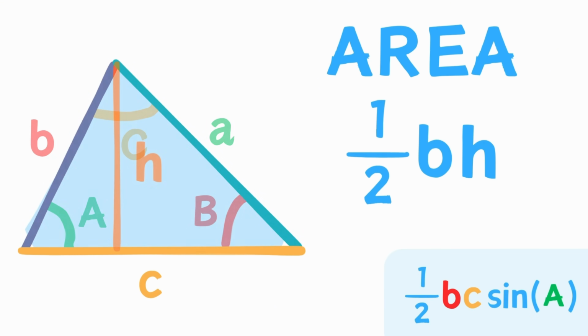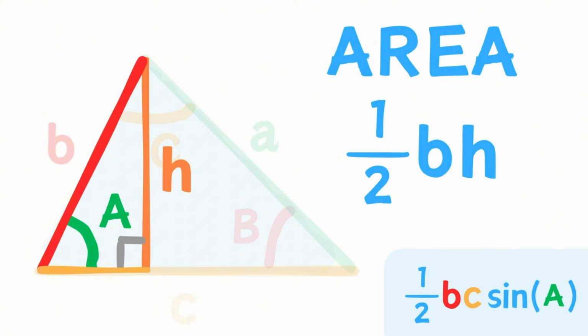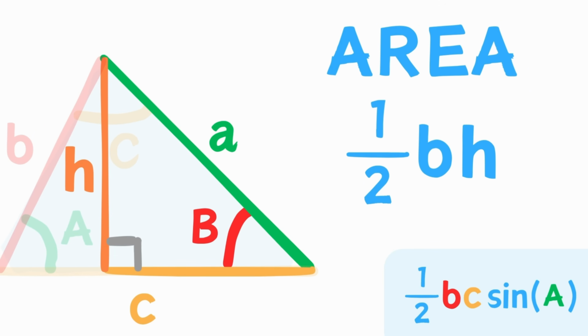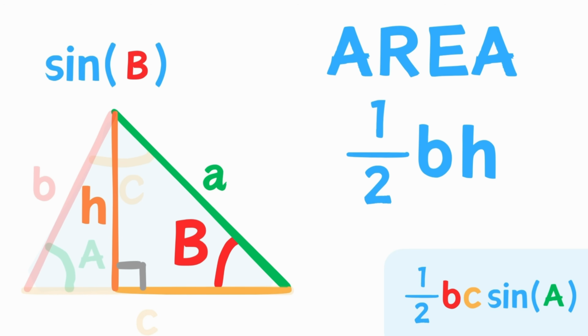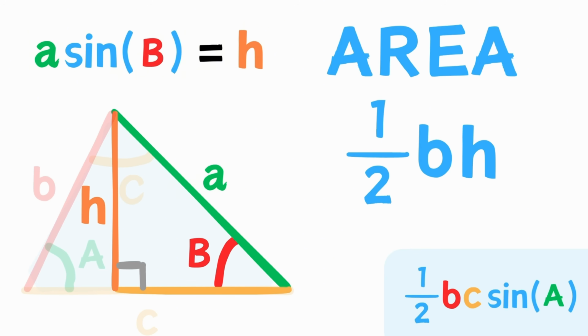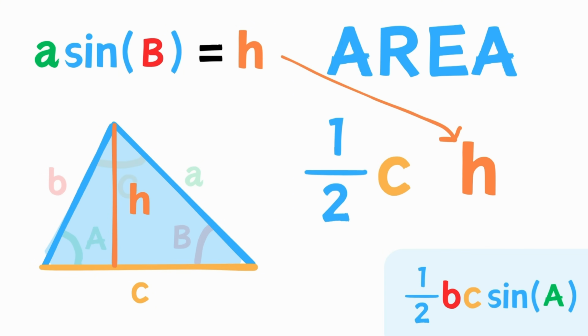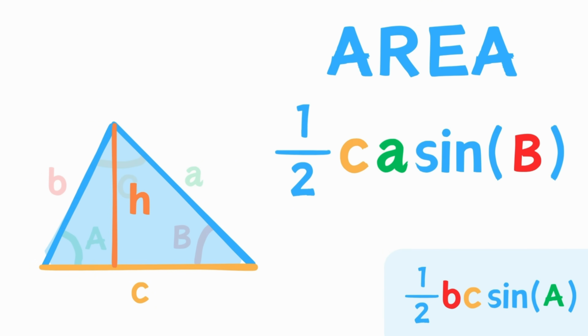Now, you may have noticed that when we split the triangle in half, we chose to use the triangle on the left. But there's also a triangle on the right, which we could also use to find the height. This time, we take the sine of angle B. This is the opposite, which is still the height, over the hypotenuse, or length a. Now, if we solve for h, we get a times sine of angle B. The base of the triangle is still the same, length c. We just found another way to represent the triangle's height, so we just found another formula for the area of our triangle.